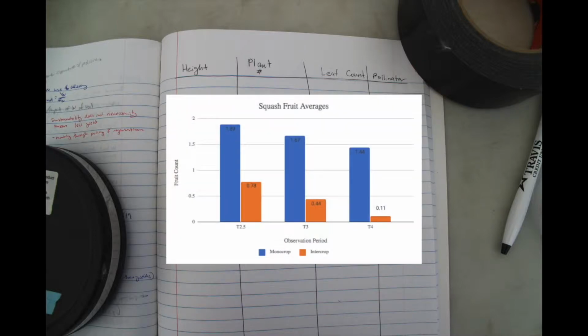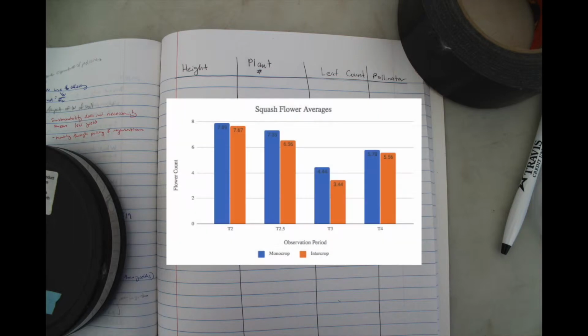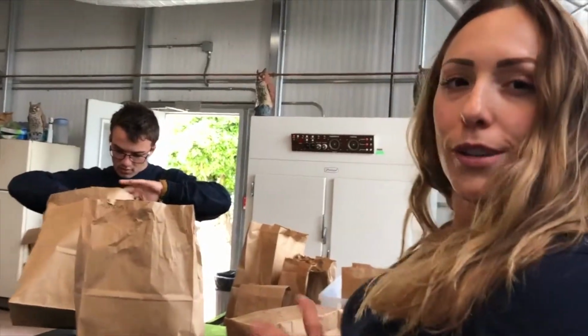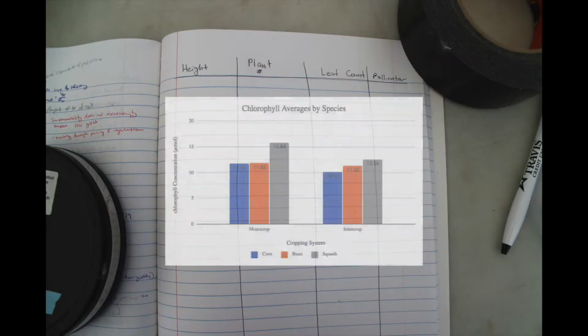When looking at our pollination averages for squash, it also went against our hypothesis, with every single time period the monocrop squash having more flowers on average than the intercrop squash. Only one of our intercrop squash yielded fruit. Our chlorophyll averages also disproved our hypothesis, with every single value from the intercrop crops being lower than every single value from the monocrop crops.